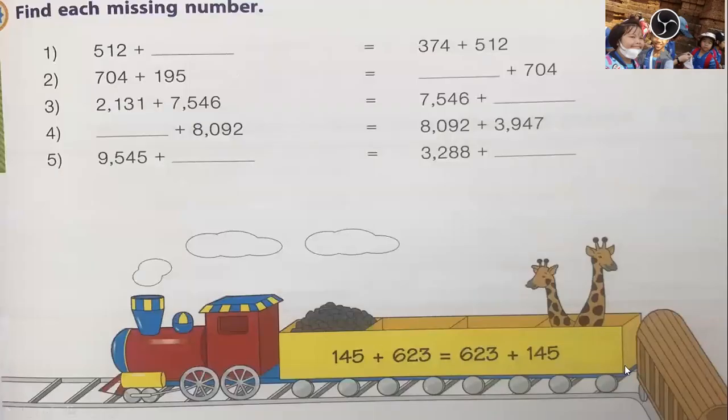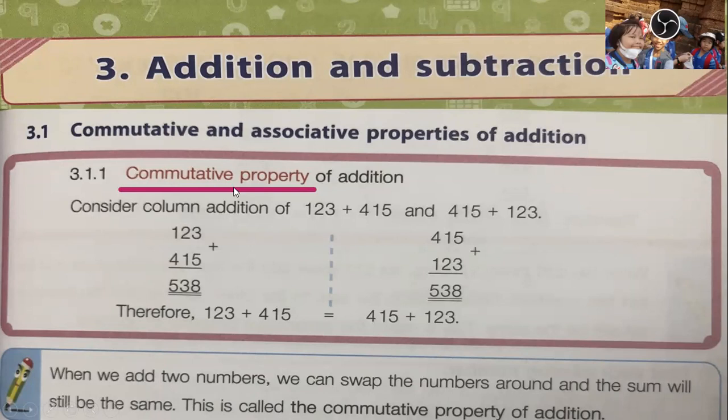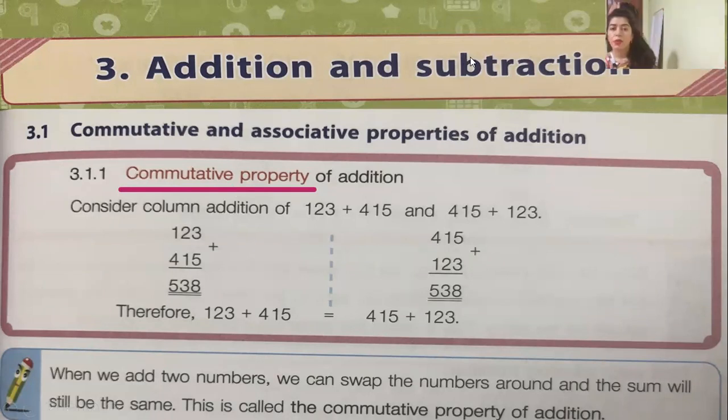Yes. Do you see the screen? Very good. So we call this commutative property. Okay? Commutative property. Can you please tell me what is commutative property? Can you make an example? One example, one number, if you can, plug here. For example, 123 plus 415, 415 plus 123. They are commutative property. Can you please make an example?